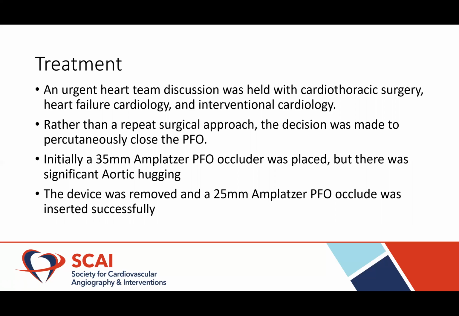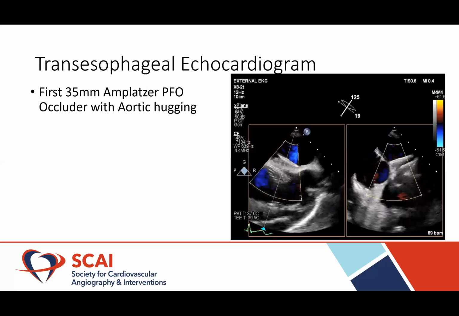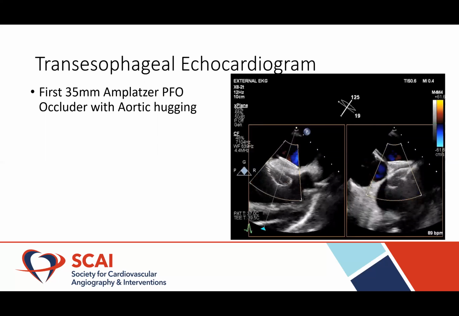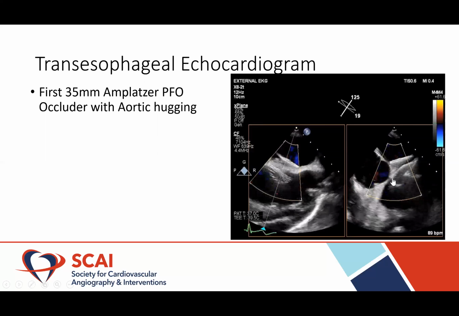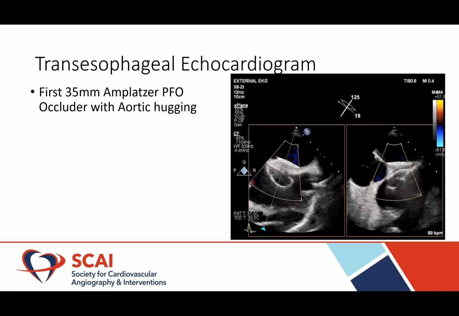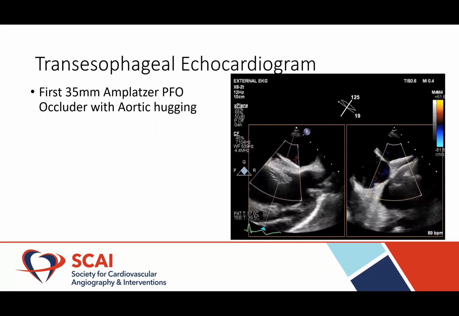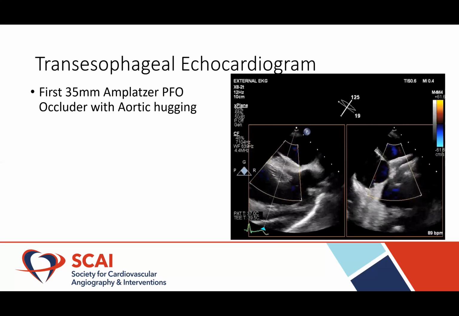Initially, our strategy, because of the large amount of shunting, was to proceed with a 35 millimeter Amplatzer PFO occluder that was originally placed. What we can see on the next slide is that there was actually a significant amount of aortic hugging with this initial device deployment, particularly what you can see on the right of the screen. As a result, we elected to remove this device and de-escalate with our sizing down to a 25 millimeter occluder device.